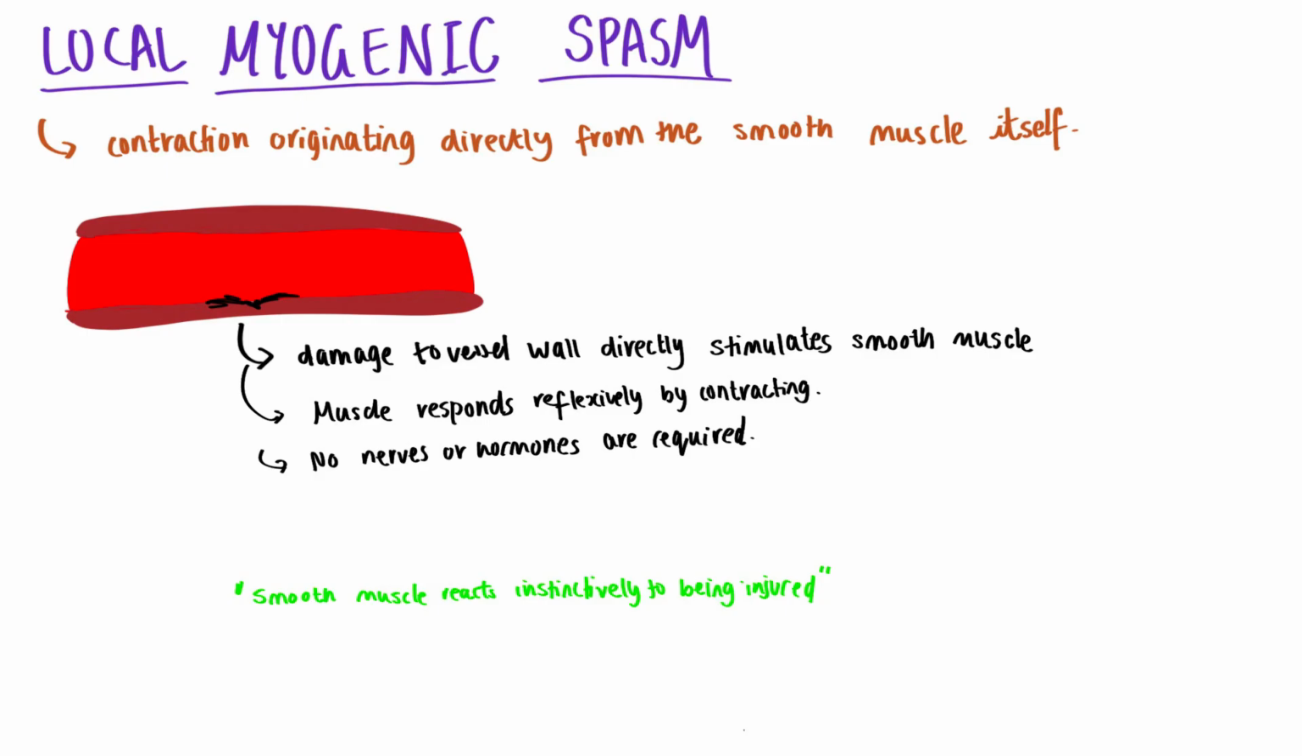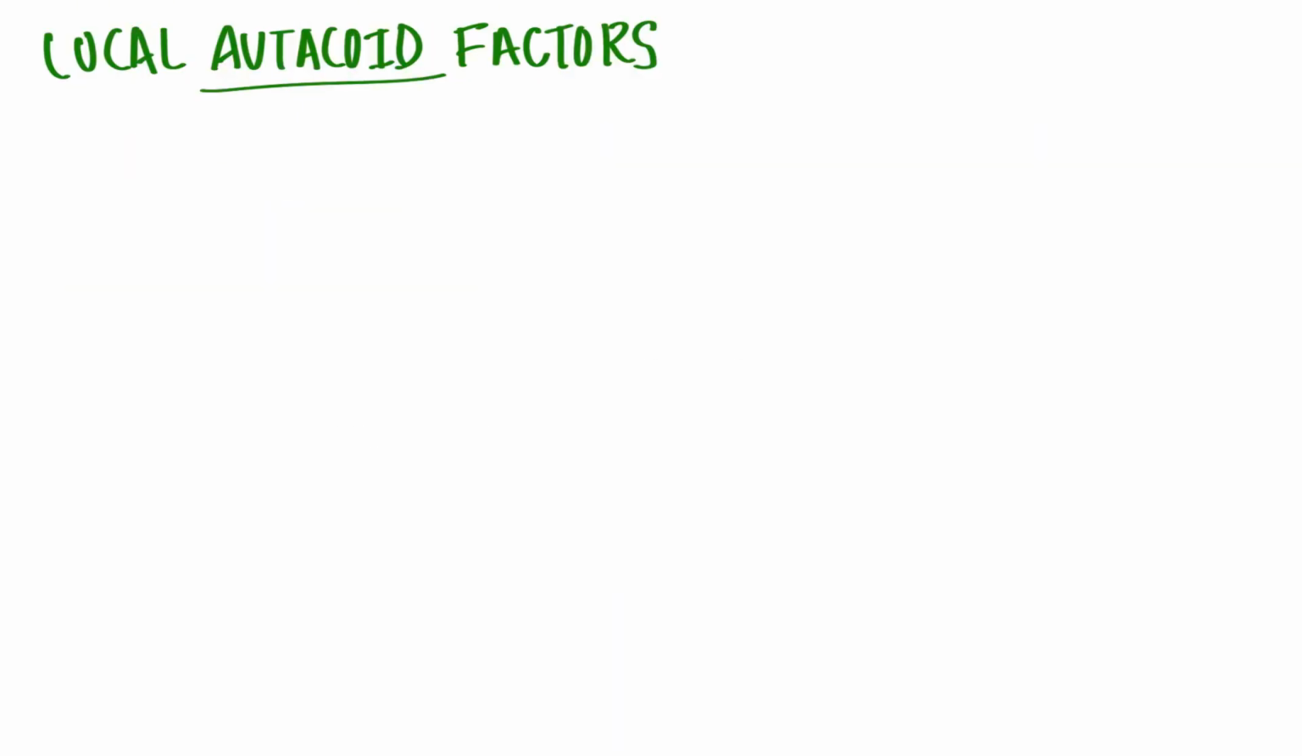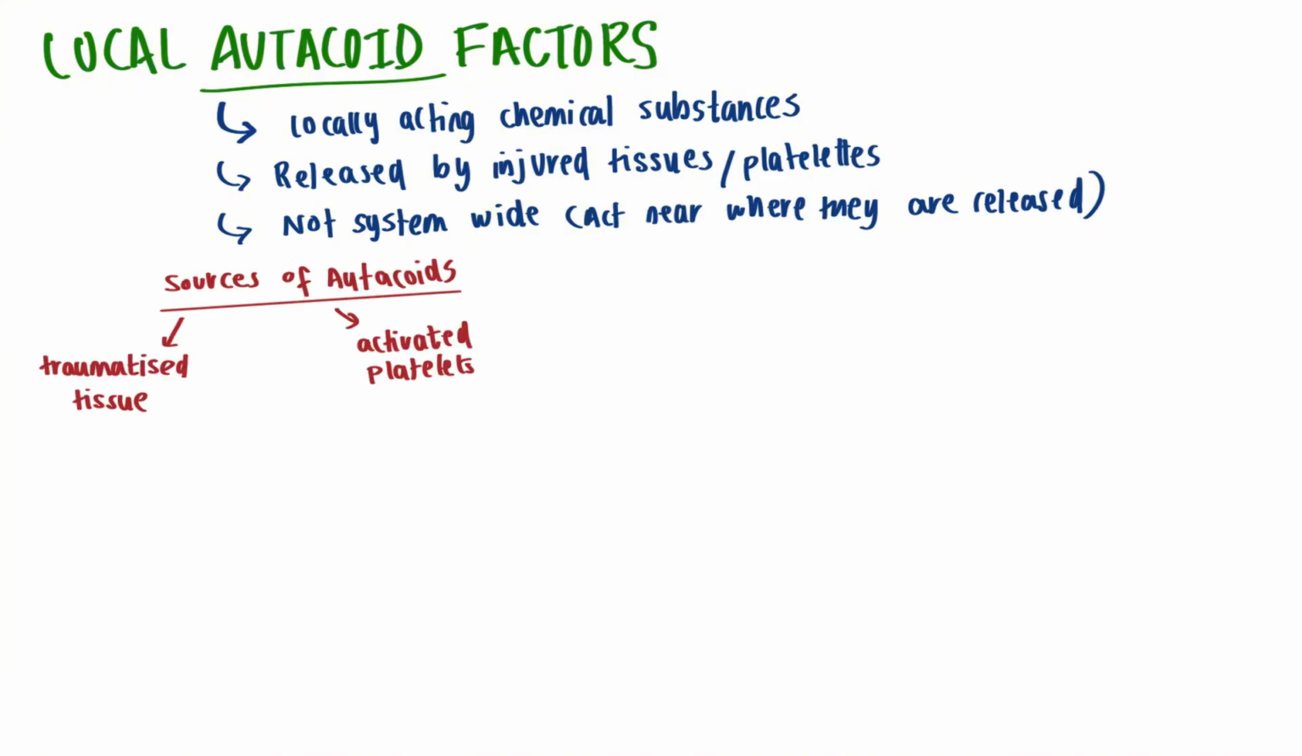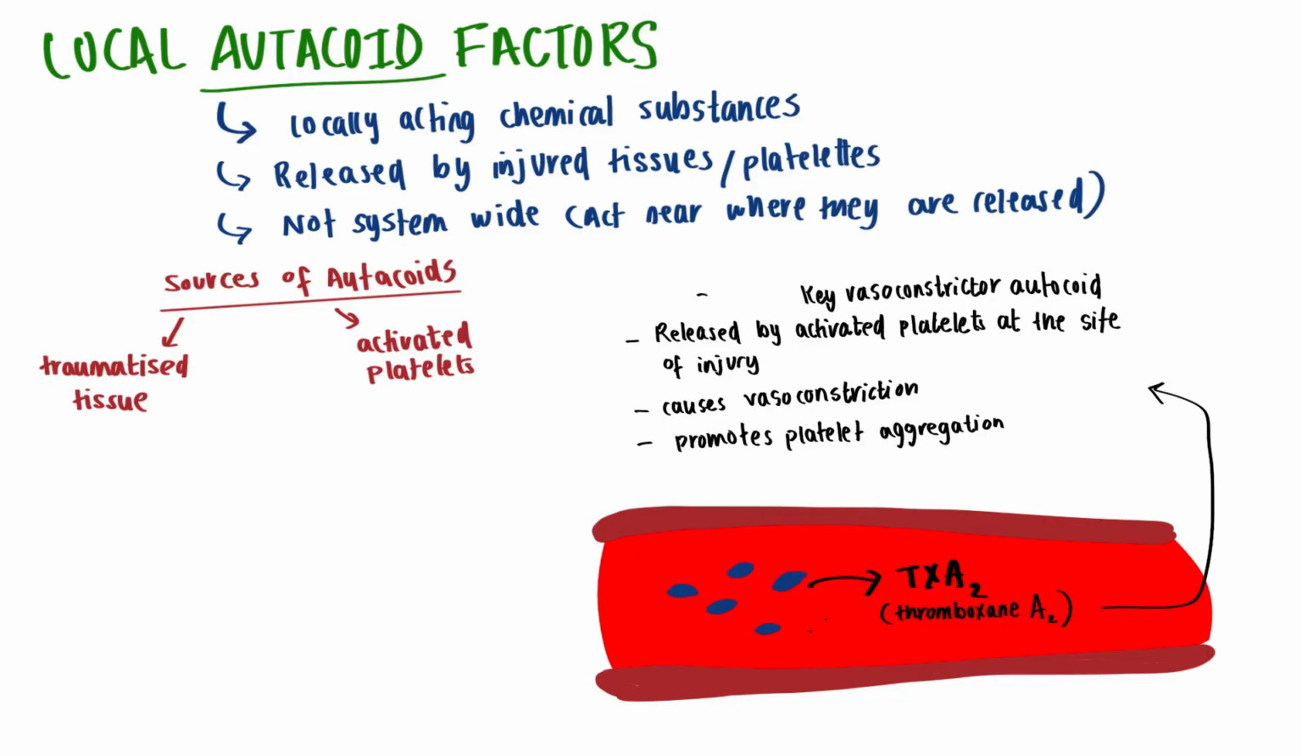The second mechanism involves local autocoid factors. Autocoids are locally acting chemical substances released by injured tissue and activated platelets. They are not systemic like hormones. Instead, they act close to where they are released. A key autocoid to remember is thromboxane A2. Thromboxane A2 is released by activated platelets at the site of injury. It causes vasoconstriction and also promotes further platelet aggregation.